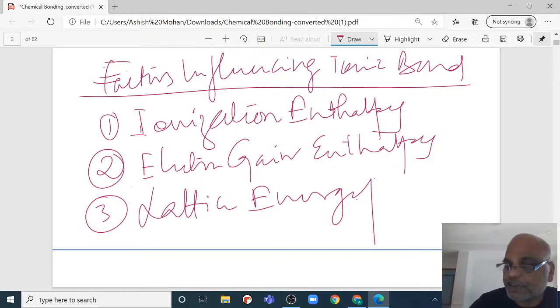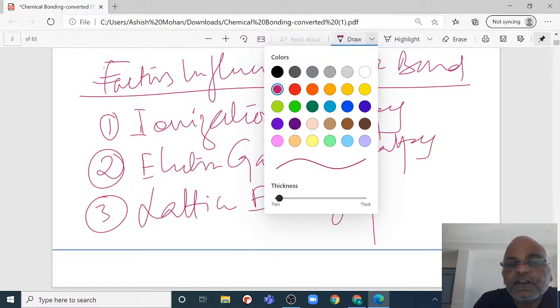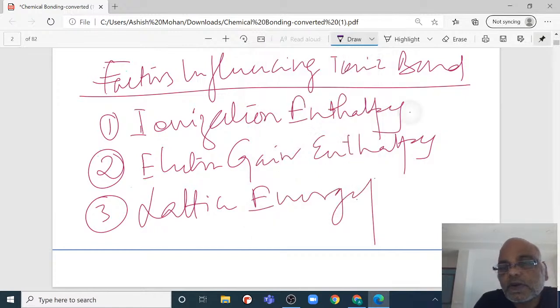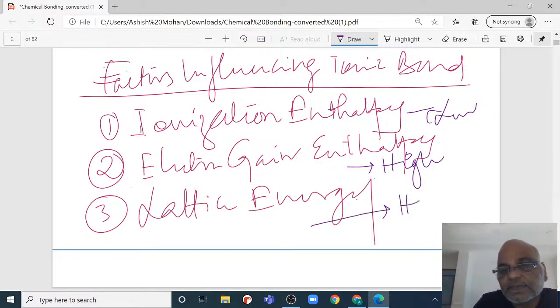What about the ionization enthalpy? It should be low. Electron gain enthalpy should be high, and lattice energy should be high.